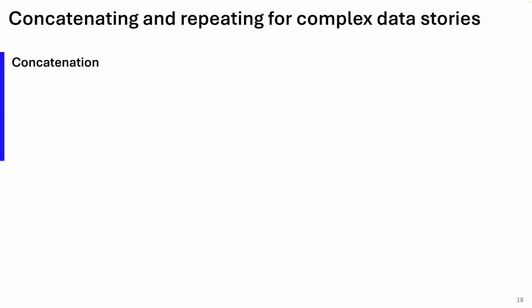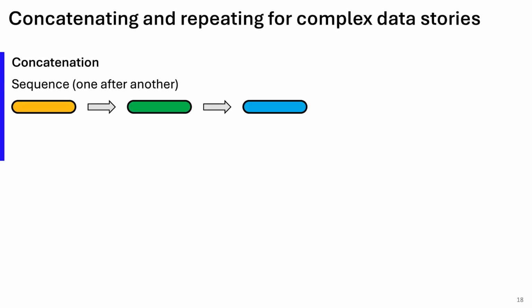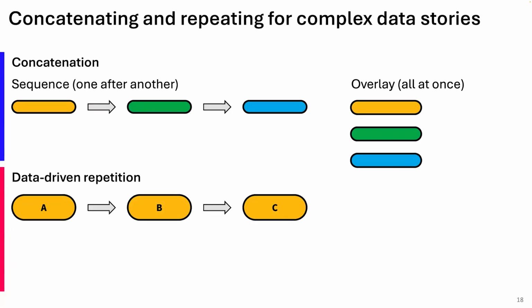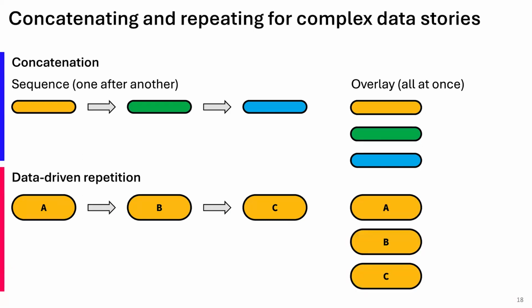For rich data stories, one can concatenate multiple sonification streams by sequencing them to be played one after another, or by overlaying them to be played all together. Multiple sonification streams can also be generated in a data-driven way, which is called repetition. Those repeated streams can also be sequenced or overlaid.